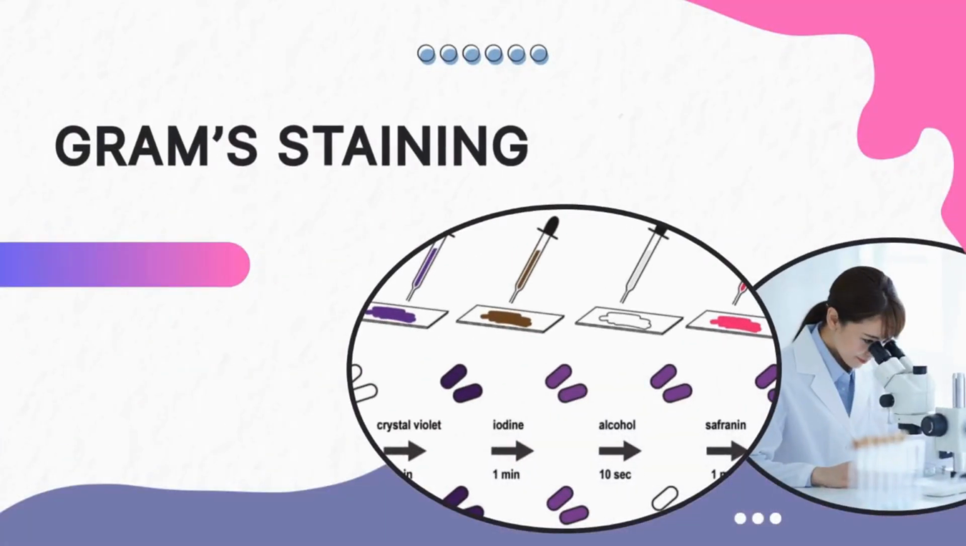Have you ever wondered how microbiologists can identify bacteria within just a few minutes under the microscope? The answer lies in one of the most important staining techniques in microbiology, that is gram staining. So in today's video, we will learn the principle, reagents, procedure, interpretation, clinical importance and common errors, all in a simple and easy to remember way.